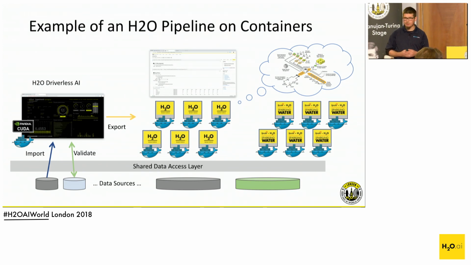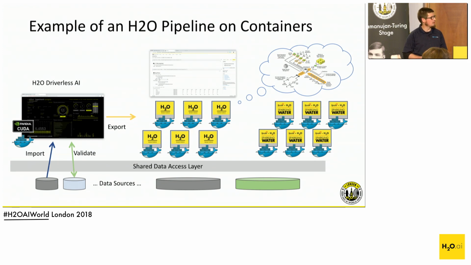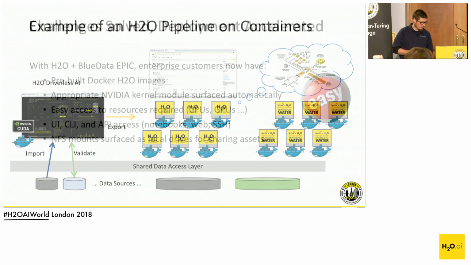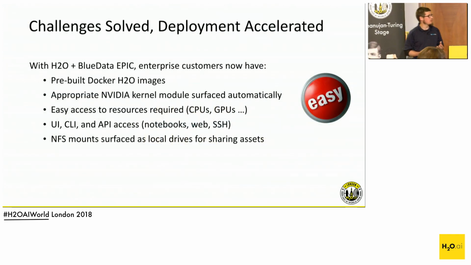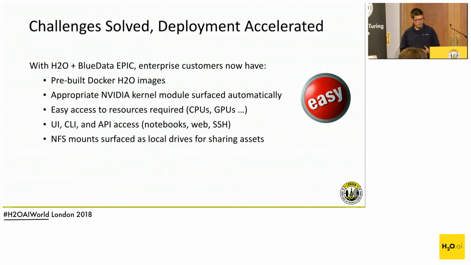And by doing so, it can very easily put its model into production and deploy that into other clusters of containers massively distributed on the infrastructure. So it can be H2O, it can be Sparkling Water. So those challenges, the traditional challenges, are solved with the BlueData architecture.